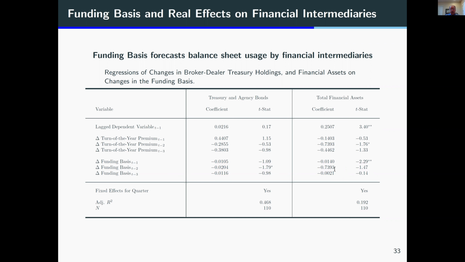This is all Federal Reserve flow of funds data. Similarly with total financial assets, when the second lag of the turn of the year premium goes up, we're seeing a decline in total financial assets. So this, again, is circumstantial evidence. It's definitely not a causal argument. This is not a diff-in-diff analysis of an exogenous shock. Nevertheless, at least it's consistent with the story that if something is more costly to have on balance sheet, broker dealers are going to have less of it on their balance sheet. So at least it goes in the right direction there.